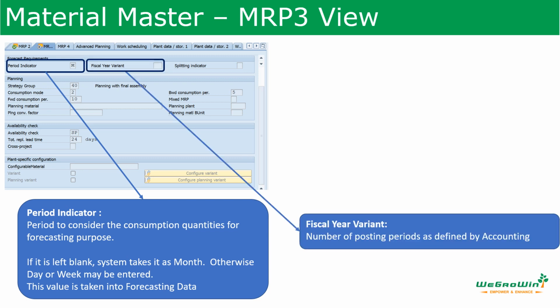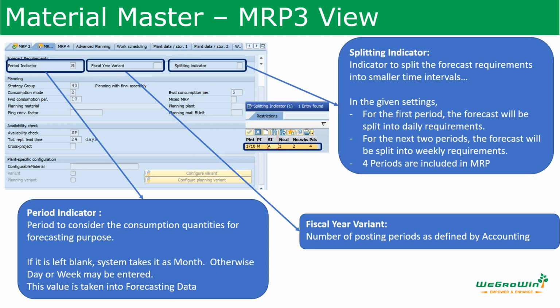And then the fiscal year variant. This is the number of posting periods as defined by the accounting team. And then we have the splitting indicator. This indicator is to split how the forecast requirements have to be split into smaller intervals. Just to see the example that is given here. For the first period, the forecast will be split into daily requirements. That is, the required number of days is 1.